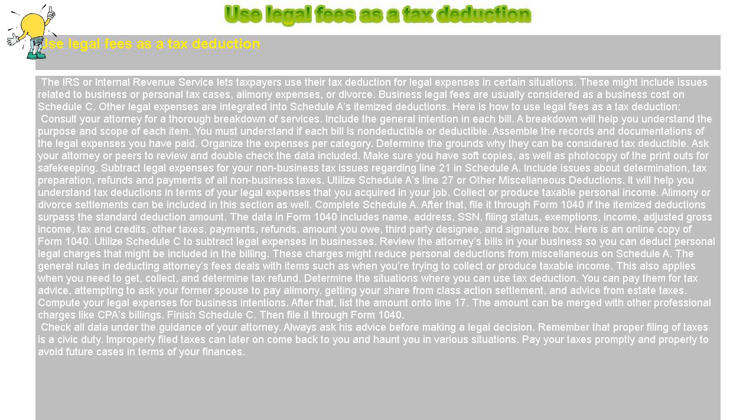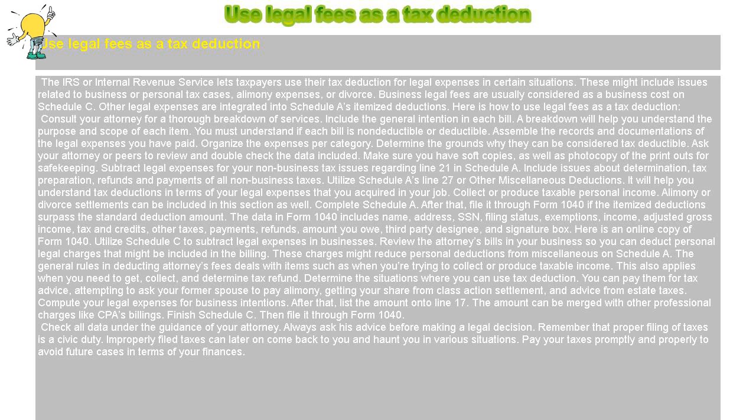Compute your legal expenses for business intentions. After that, list the amount onto line 17. The amount can be merged with other professional charges like CPA's billings. Finish Schedule C. Then file it through Form 1040. Check all data under the guidance of your attorney. Always ask his advice before making a legal decision.